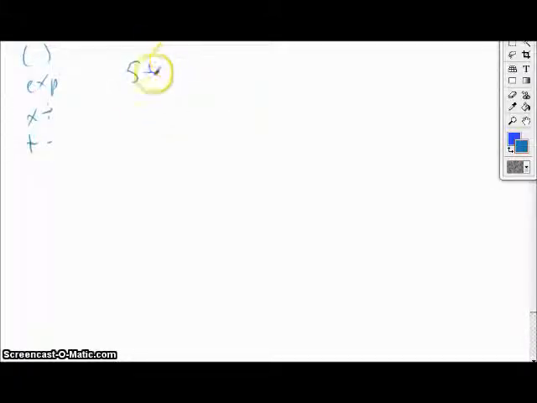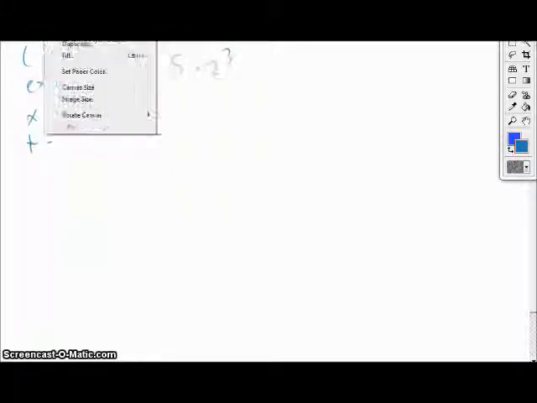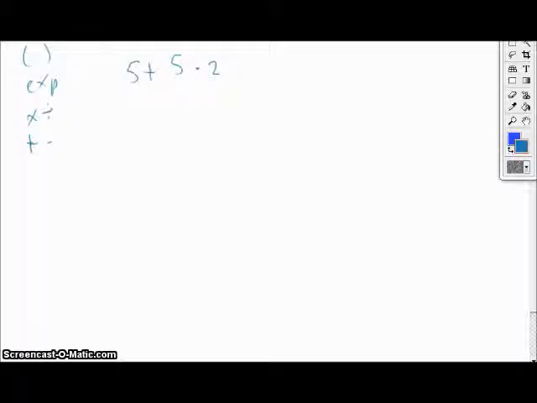Let's move up to a problem with a little bit more going on. I want to back up one to make sure I draw the 3 up in the exponent. We're going to just start this problem over. 5 plus 5 times 2 to the 3 plus 1 plus 1.